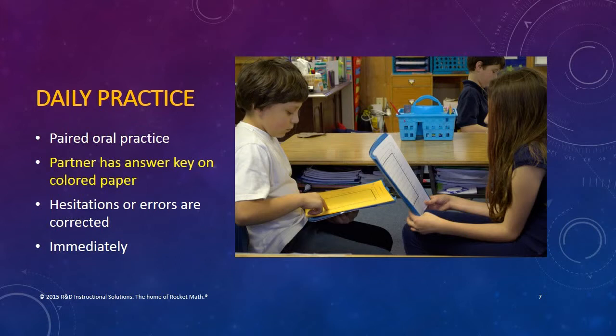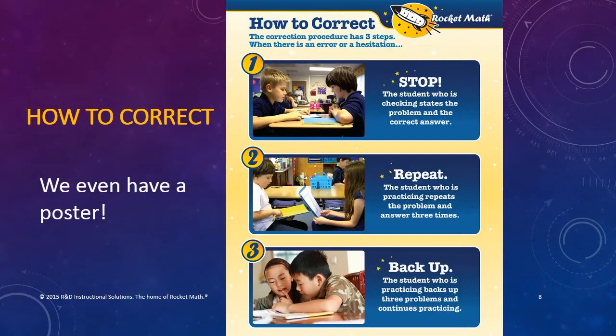While students are practicing, all hesitations or errors are corrected. And they should be corrected immediately. It is critical exactly how students correct their partner when there are hesitations or errors. It is so important Rocket Math even has a corrections poster for sale.